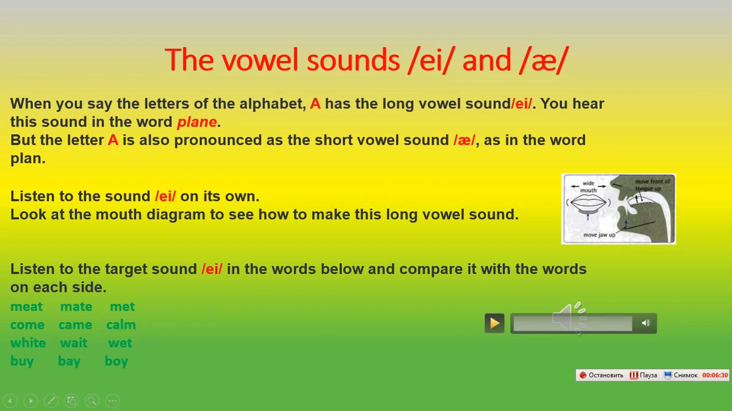Now let us listen to the examples. A, A, A. Meet, mate, met. Come, came, calm. White, wait, wet. Buy, bay, boy.